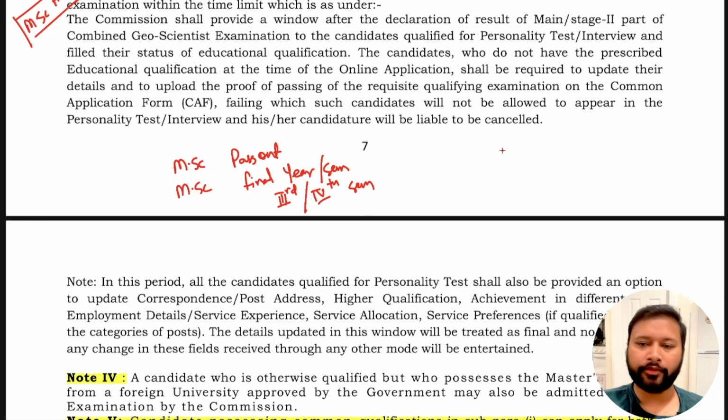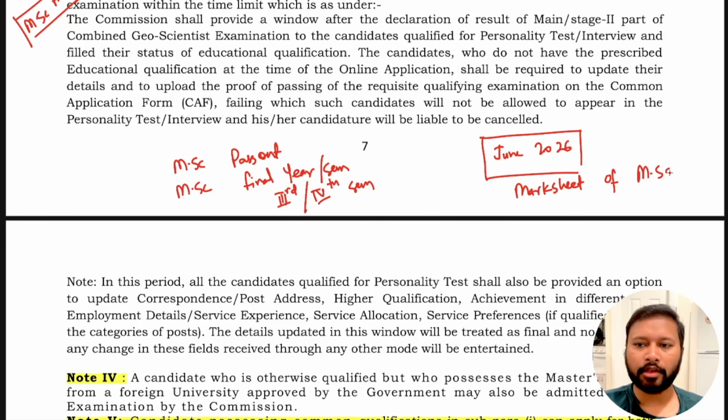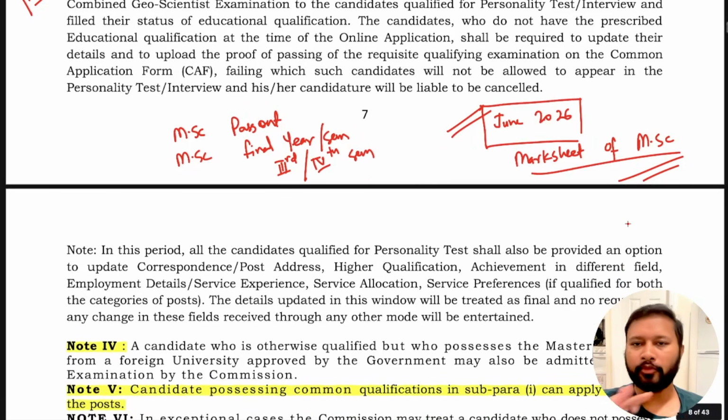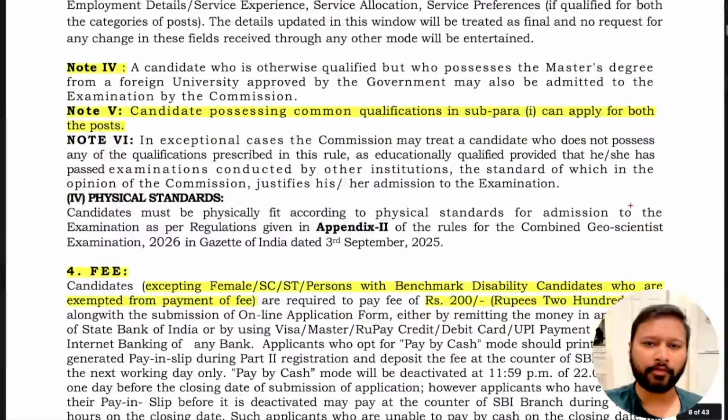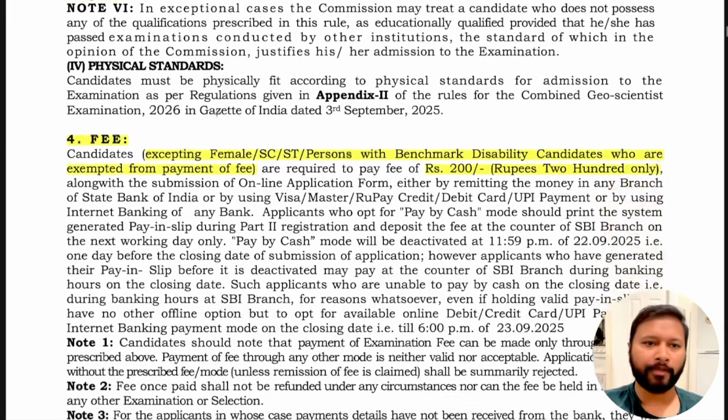But in case you are still in masters and you think that before June 2026 you will be able to qualify and get your mark sheet of MSc, in that case also you can apply. So you are also eligible to apply if you are able to generate this. This should be very clear, who is eligible. It is also mentioned that a candidate who is otherwise qualified but possesses a master's degree from a foreign university can also apply.